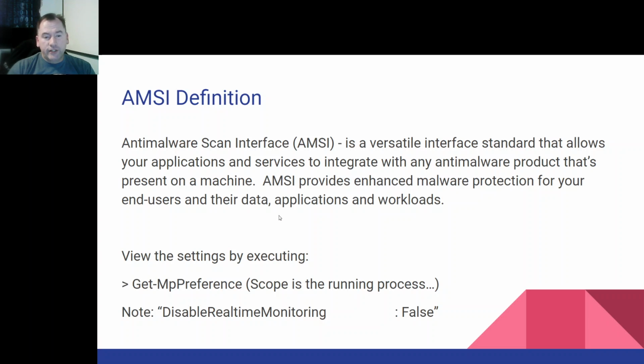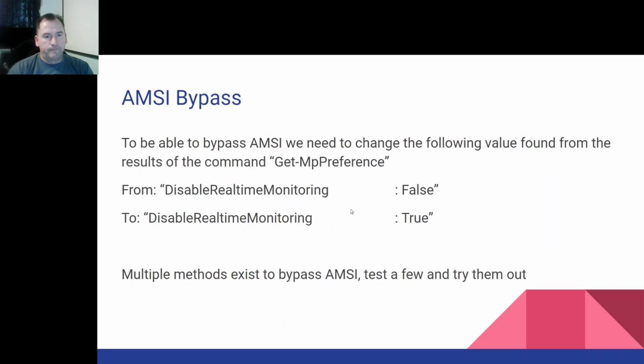However, if you try to change DisableRealtimeMonitoring to true as the user that we're logged in with, it's going to say, hold on, are you sure you want to allow this from the console or through PowerShell? So to be able to bypass AMSI, we need a script that will execute the command that'll change DisableRealtimeMonitoring from false to true.